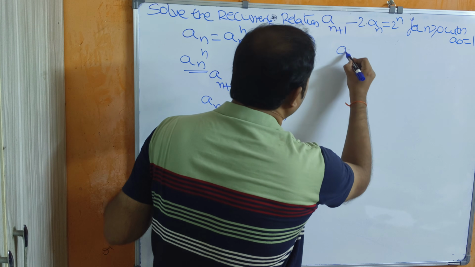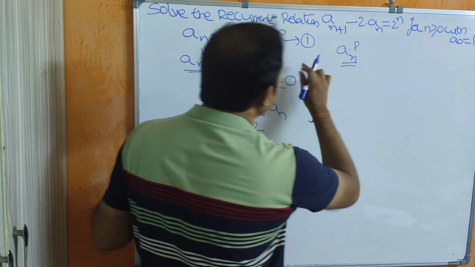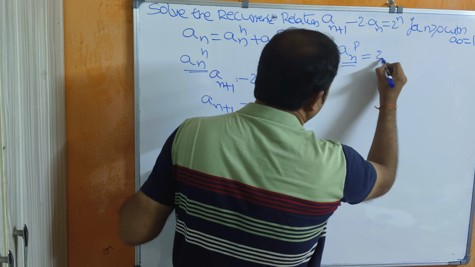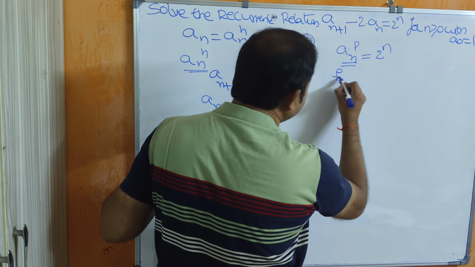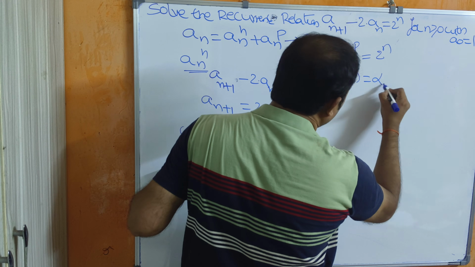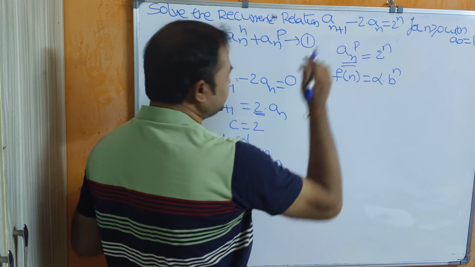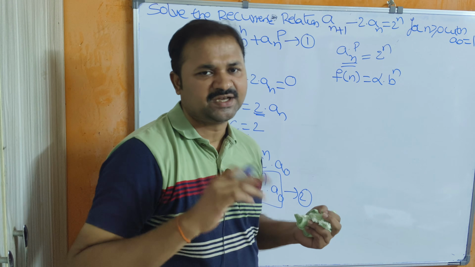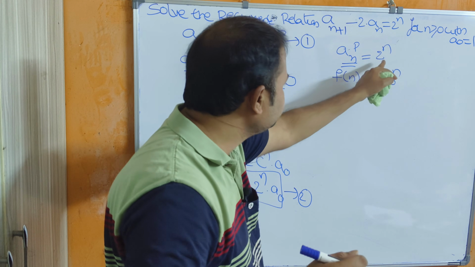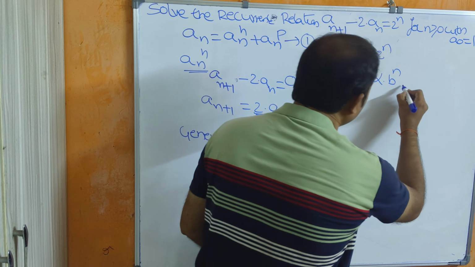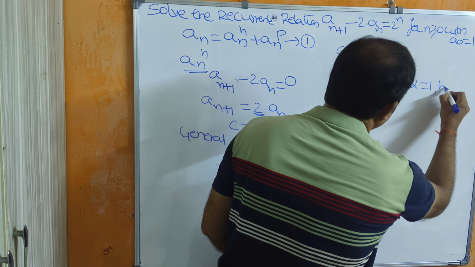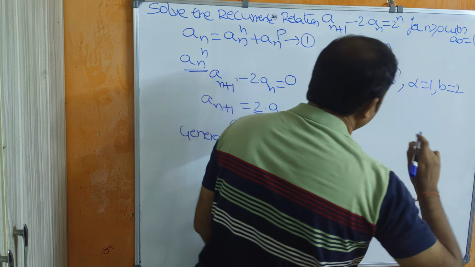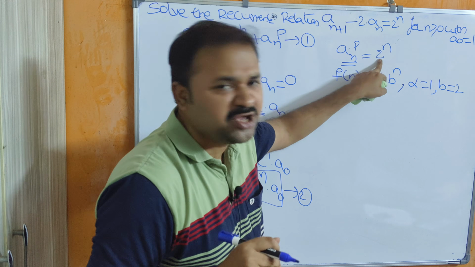Now we need to calculate a_n^p. So what is a_n^p? This is nothing but the f(n) part, 2^n. Here f(n) is in the form f(n) = α · b^n, where α is equal to 1. Why? Because we can write 2^n as 1 · 2^n, whereas the b value is 2. The b value is given in the problem, so b is equal to 2.